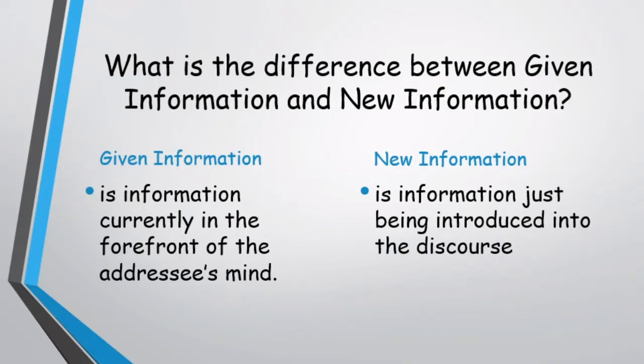In short, again, given information is common knowledge between the speaker and the addressee, while the new information is the information just being introduced into the discourse. The new information is the information that is not assumed by the speaker to be known by the addressee. In short, the new information is just being established in the discourse.